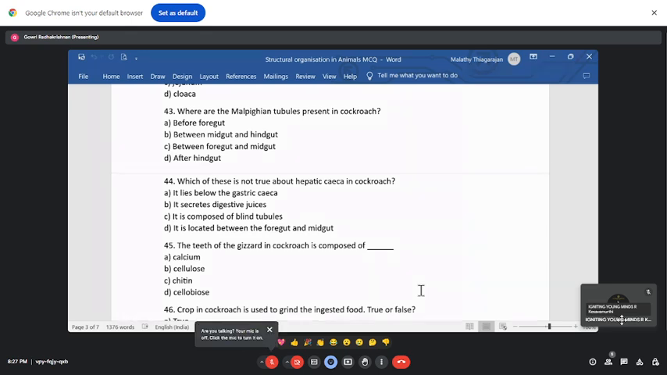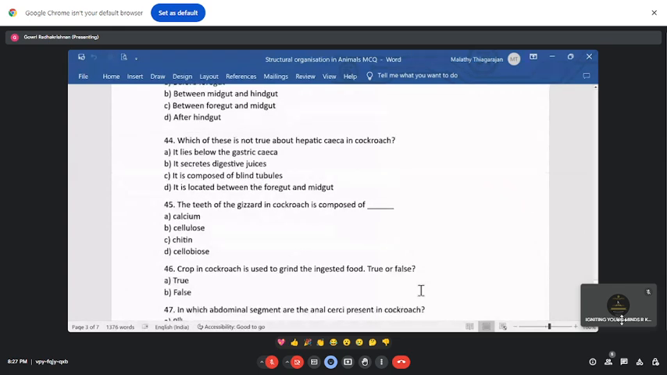These tubules are tiny, and they are arranged like a ring. And they are yellow in color, thin and filamentous Malpighian tubules, that is present between midgut and hindgut.